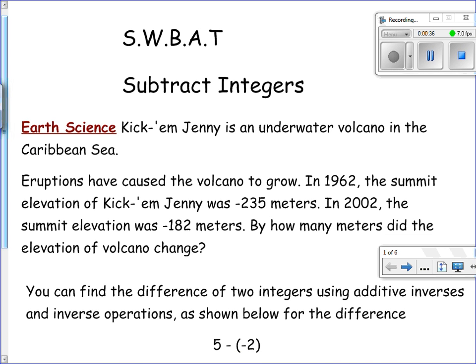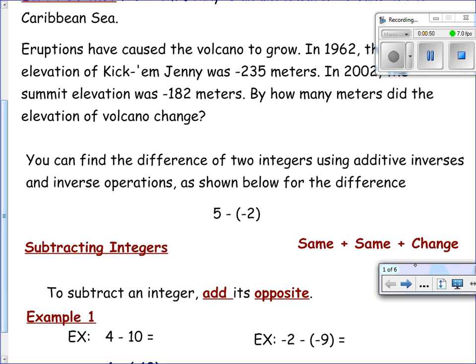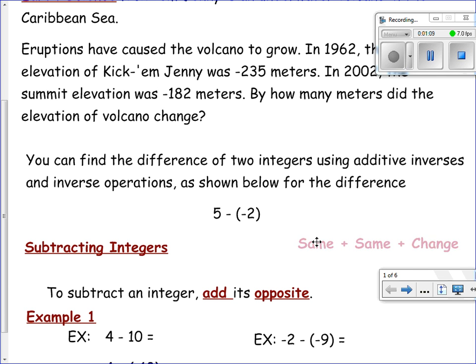Now we are going to learn today in subtracting integers how you can find the difference of two integers using additive inverses and inverse operation, as shown below for the difference. Yesterday in our lesson for adding integers, we discussed the additive inverses and inverse operation. So we're going to discuss how you can quickly do 5 minus negative 2 and the steps that you need to do that. There are two different ways that you can use.